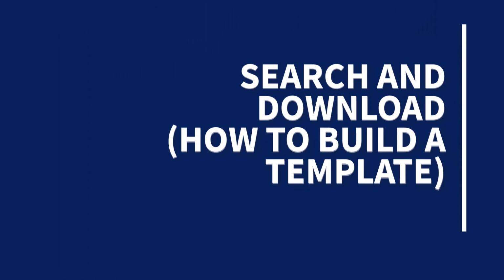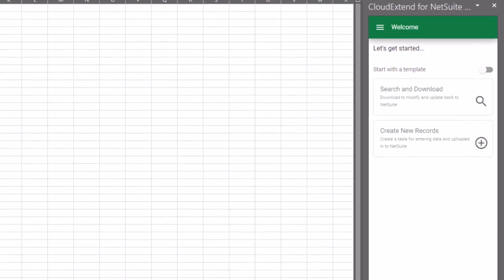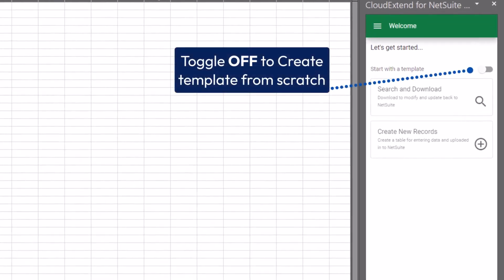To build a template from scratch, we need to keep the Start with the Template button off, then select Search and Download. I like to use this if I want to pull a subset of records from NetSuite to Excel. Select the record you want to use. I will search for vendor bill, but feel free to scroll from the drop-down and all available record types to your role will be showing on the list.